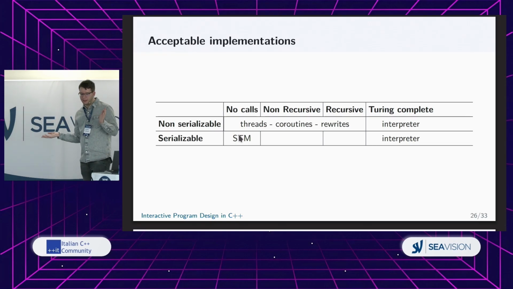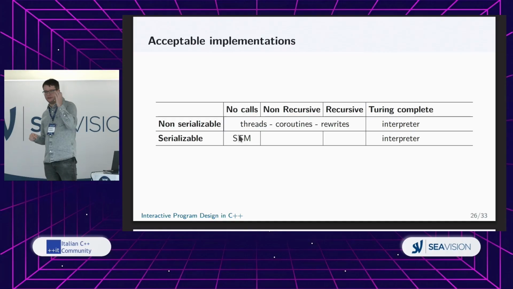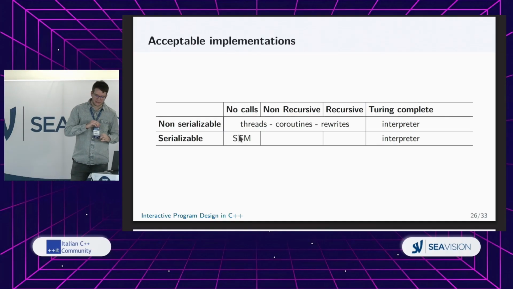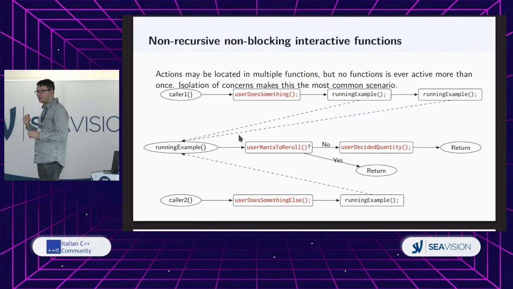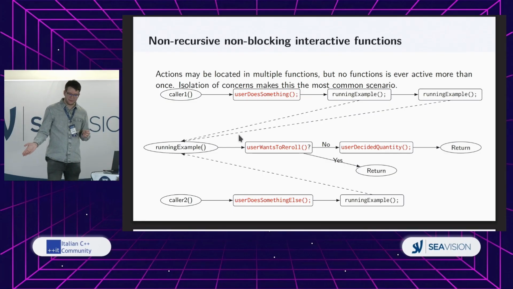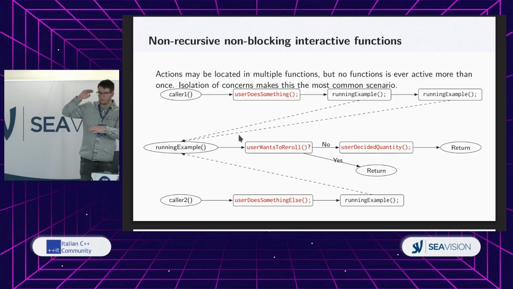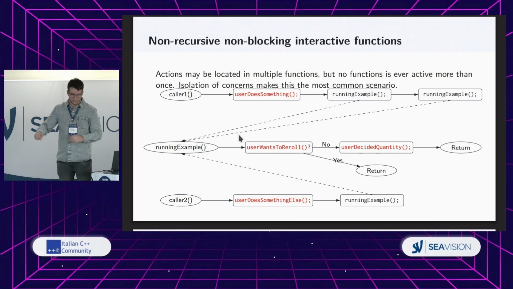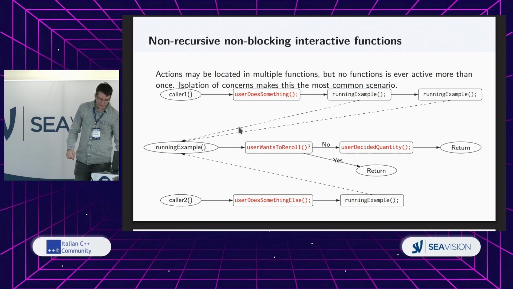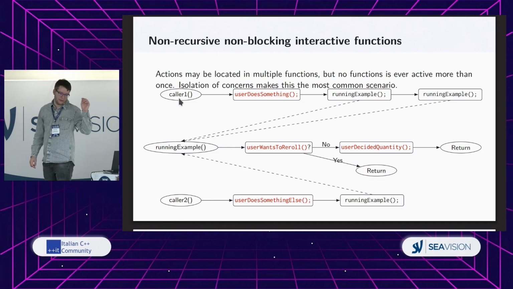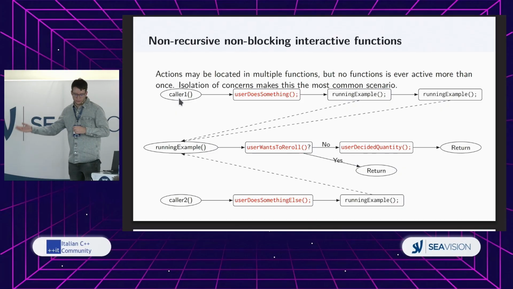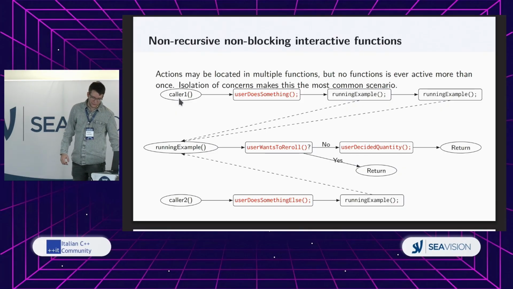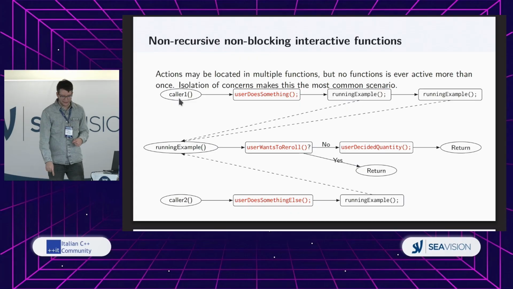And so we end up in the second category, the category where you want a serializable system that contains calls, but they are not recursive. An interactive system with calls that is not recursive is an interactive system where you have multiple functions that can contain actions. So here the red code is user actions. We have 3 functions: caller 1, the running example, which is the usual running example, and caller 2, that contains multiple calls and multiple user actions. And some of the calls of caller 1 and caller 2 end up in running example.